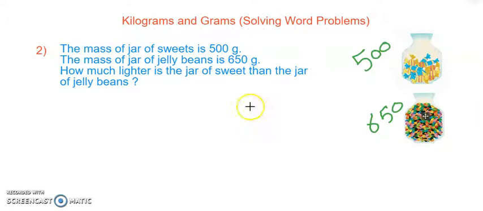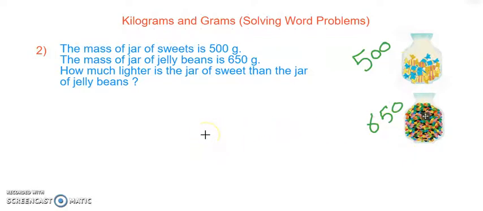The question says, how much lighter is the jar of sweet, this is the jar of sweet, than the jar of jelly beans? It's clear here that the jar of jelly beans is heavier because it's 650, but the jar of sweets is lighter. So how much lighter is the jar of sweet? What do you think here? Do we need to add or subtract between 650 and 500 to get the answer? Obviously, we need to subtract to get the difference between both jars, right?